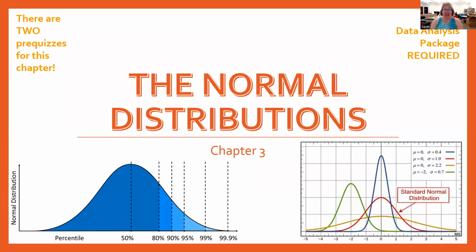Welcome to Chapter 3. Chapter 3 is about the normal distributions. So a normal distribution is that bell-shaped curve you've probably heard about at some point in your life, and we're going to look at that in a lot more detail in this chapter.